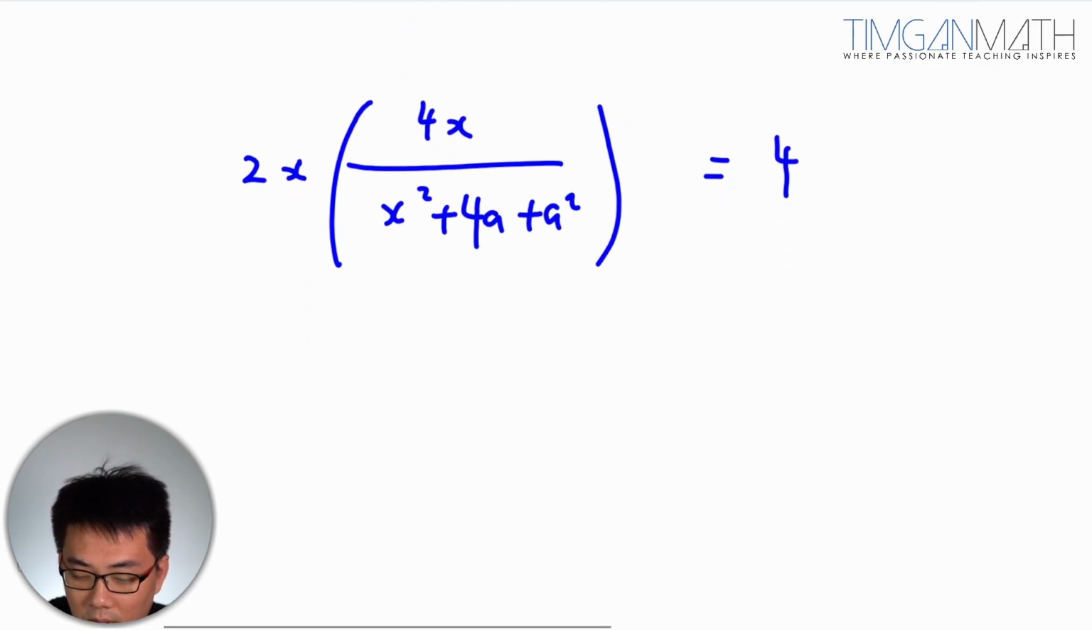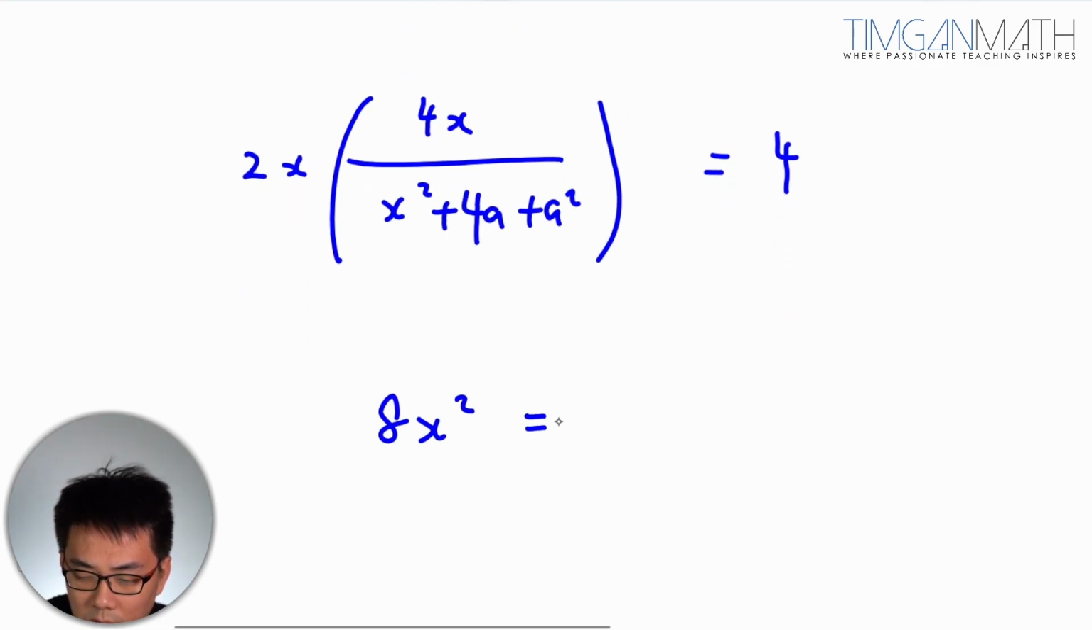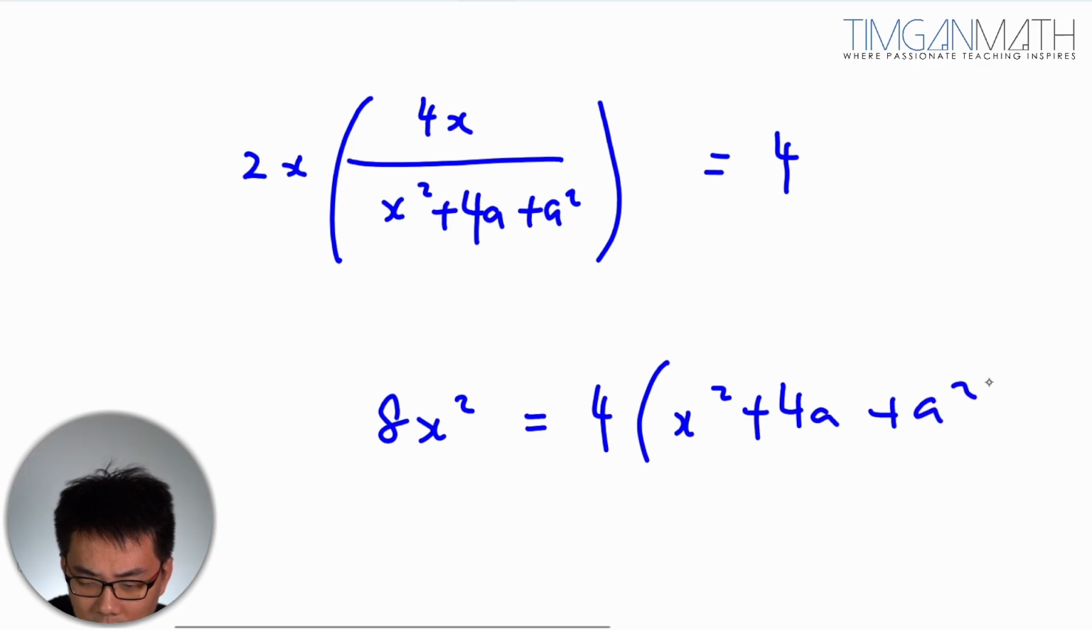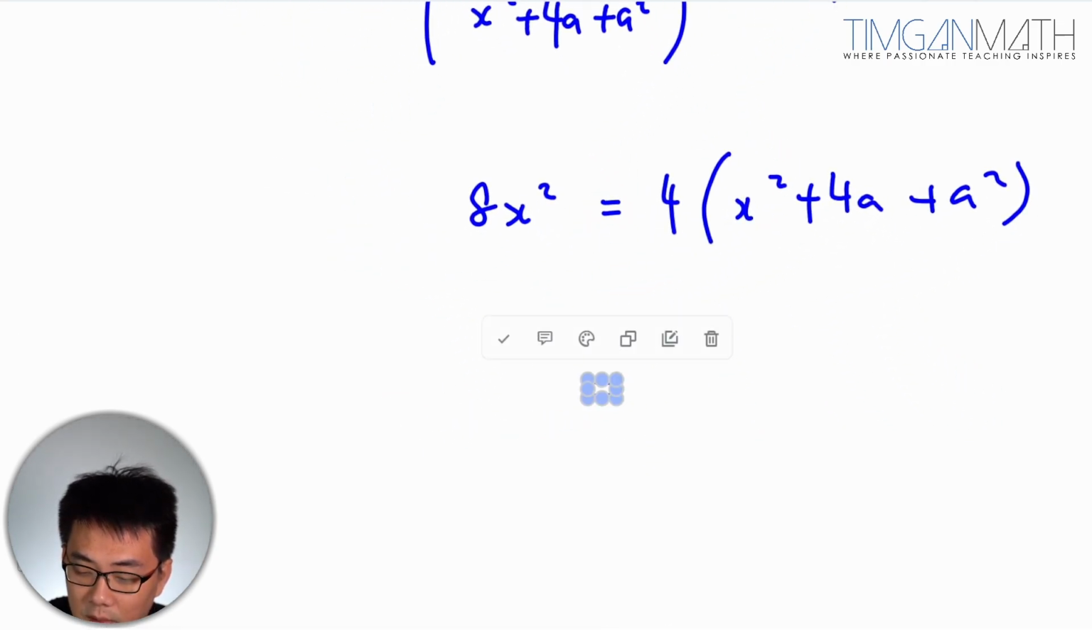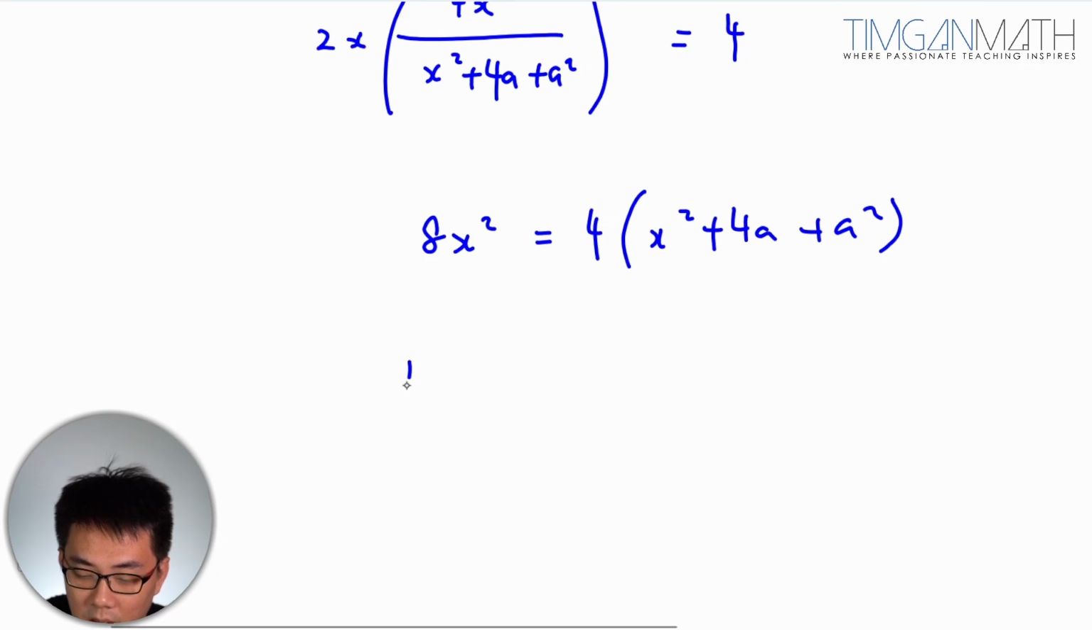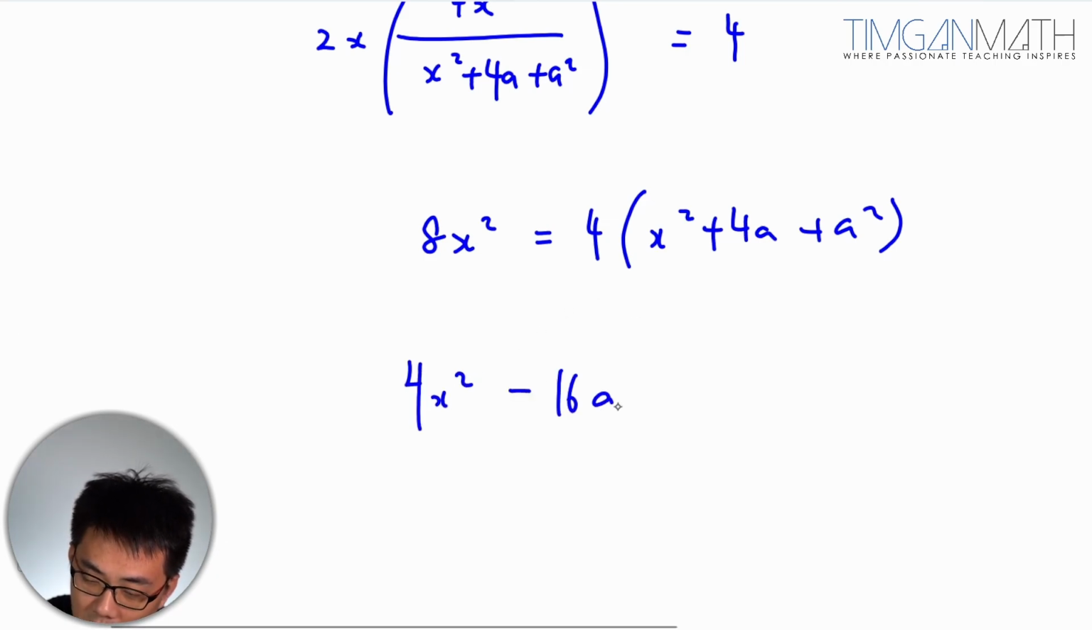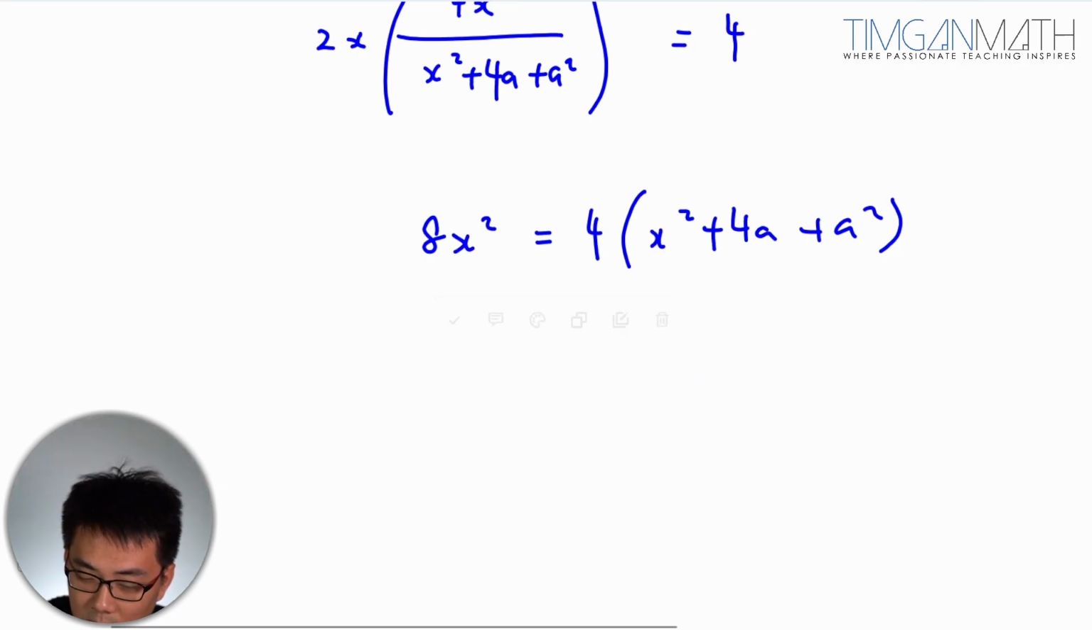So that will be 8x squared equals 4 times x squared plus 4a plus a squared. I'm just going to simplify this, solve this using a quadratic expression. Just expand this. So this is minus 16a. Wow, okay, minus 4a squared. Maybe this is a bit more. Okay, maybe just do it nicely.